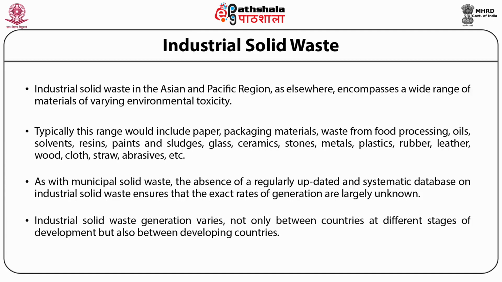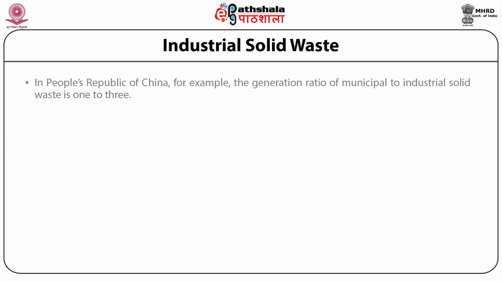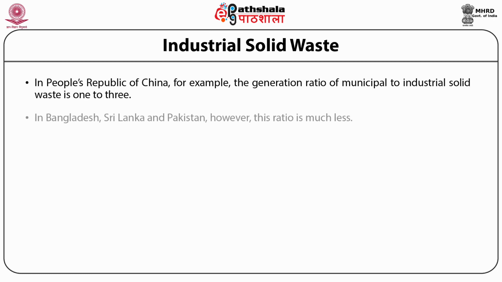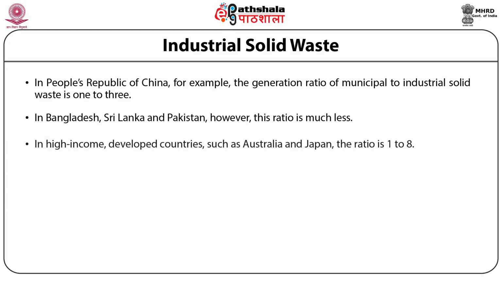Industrial solid waste generation varies not only between countries at different stages of development but also between developing countries. In People's Republic of China, for example, the generation ratio of municipal to industrial solid waste is 1:3. In Bangladesh, Sri Lanka and Pakistan, however, this ratio is much less. In high-income developed countries such as Australia and Japan, the ratio is 1:8.